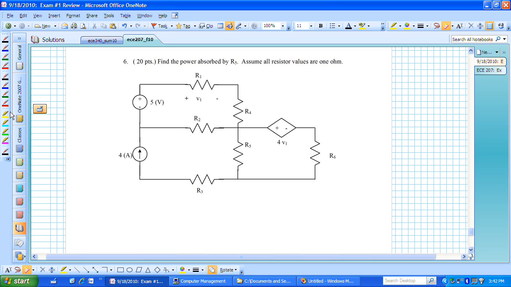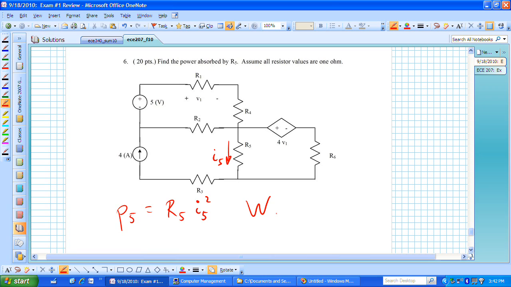What we need to do then is find the current going up or down. It just seems clear to me that I might want the current going down through R sub 5. If I could find that current, then I could square it and multiply by R sub 5, and I would be able to find my power absorbed by resistor 5. We call that I sub 5 squared, and that would be in watts.